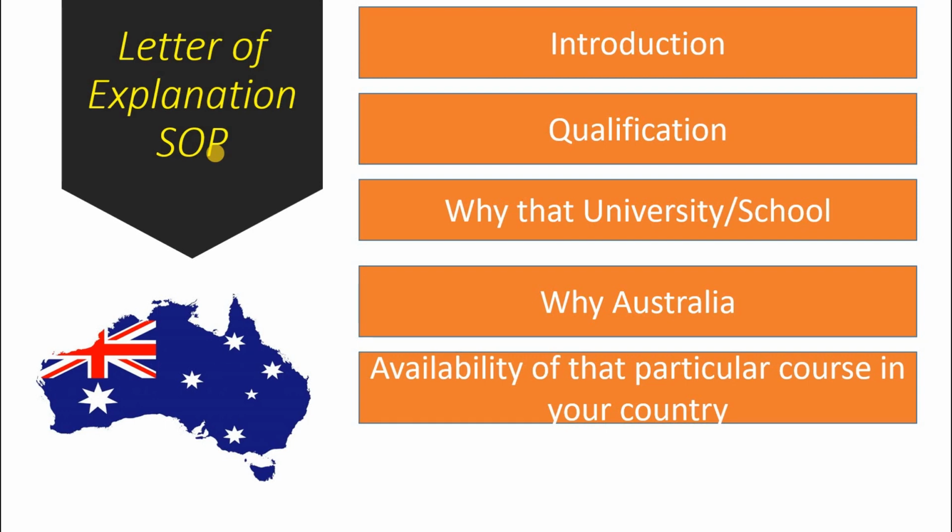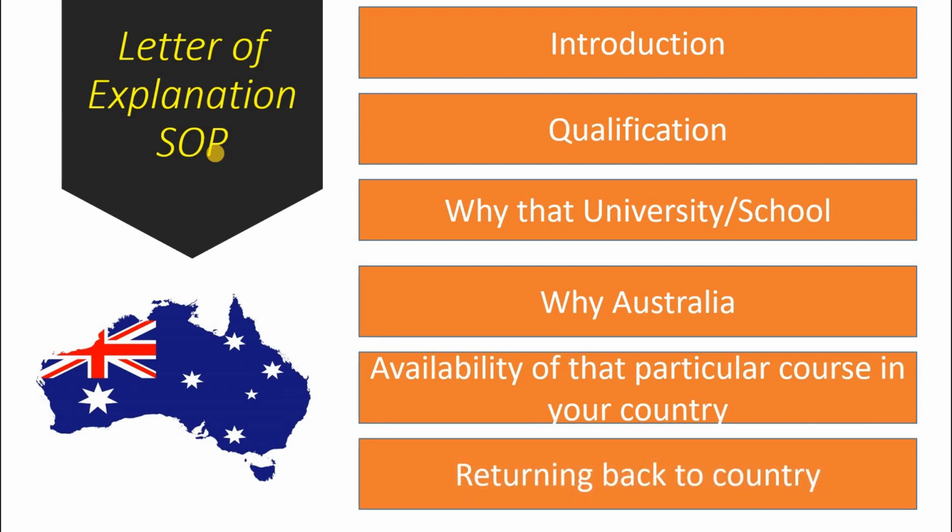For example, in your country a course such as marine engineering may not be available, which may be available in Australia, so that would be one of the really good causes to come to Australia. And also your intention to return back to your country after you get an education from Australia. So you can show your properties, you can show your relationship ties back home to prove that you are going to go back to your country after you complete your education.